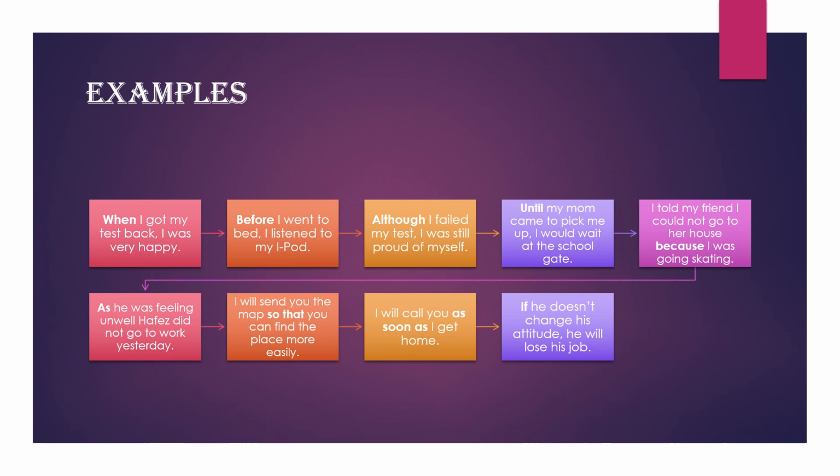I told my friend I could not go to her house because I was going skating. So here because is showing you a reason for doing something. As he was feeling unwell, Hafiz did not go to work yesterday. So as again is a reason-giving word. I will send you the map so that you can find the place more easily. So here so that is giving you a reason, or an ease of doing something.